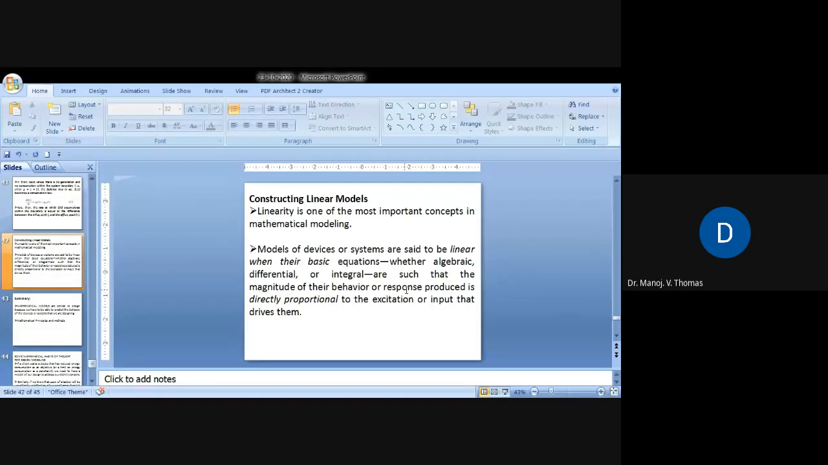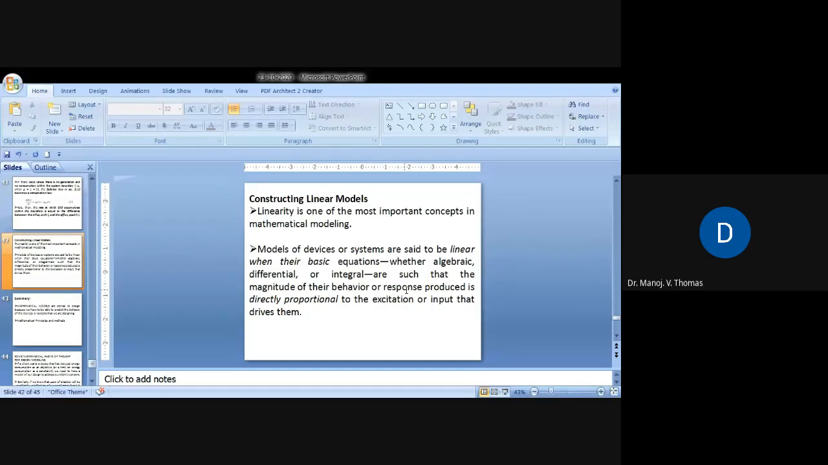So when one quantity increases, say the temperature increases, some other property also increases. When the pressure increases, that property also increases, isn't it? So that's a linear model. It is linear when it is directly proportional. When one quantity is directly proportional to the other, that is called a linear model.